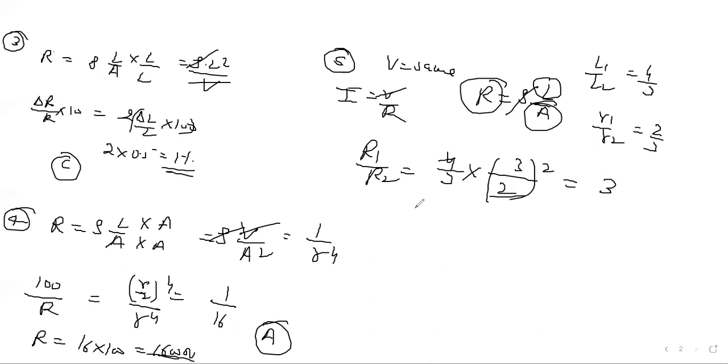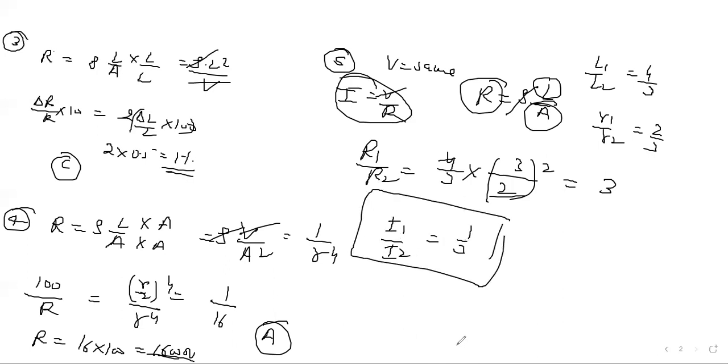So current should be the opposite of this, because current and resistance are inversely proportional. So the I1 by I2 ratio should be equal to 1 by 3. So 1 by 3 is matching in which option? It is matching the second option, beta.